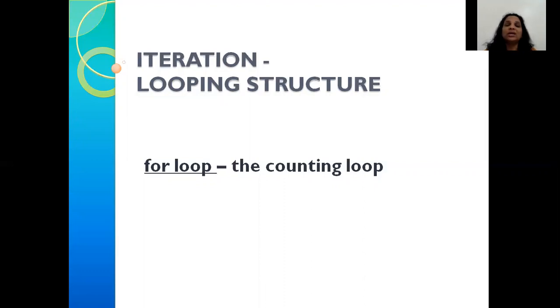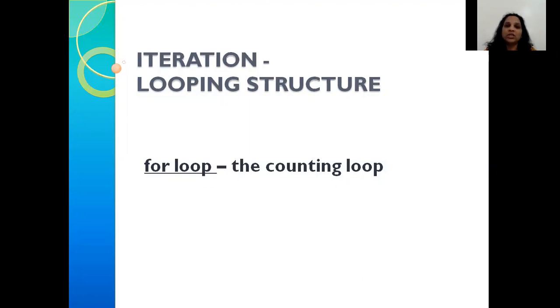It's called the counting loop. Now, why is it called the counting loop? Basically, the for loop goes like 1, 2, 3. You exactly come to know how many times that loop is executed by looking at the loop itself. And therefore, it's called the counting loop.